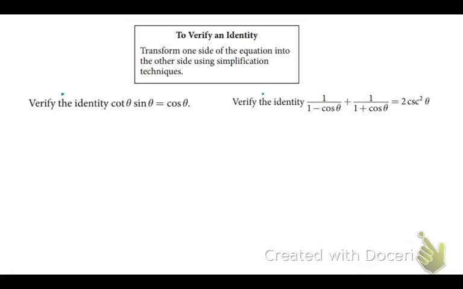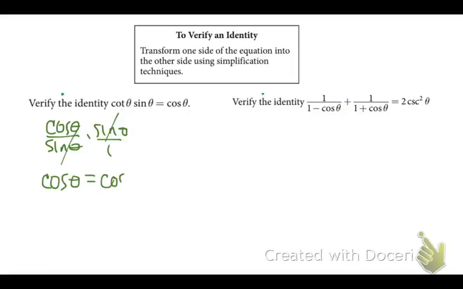Okay, so the cotangent we can do real quick as cosine over sine. And we'll leave our sine and do sine over 1. All right, so then what's going to happen is your sines are going to cancel. What do we have left? Our cosine equals cosine, and we've got it. Our cosine theta equals our cosine theta. There we go.